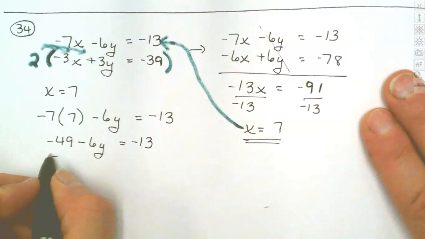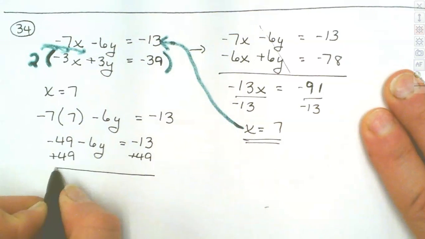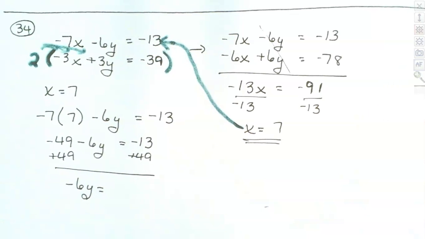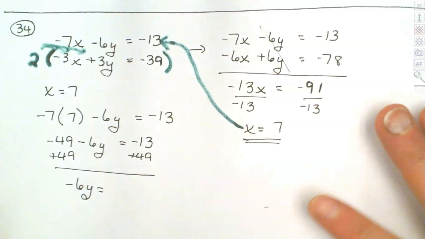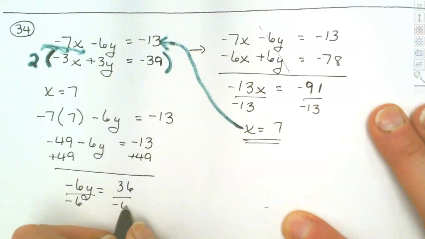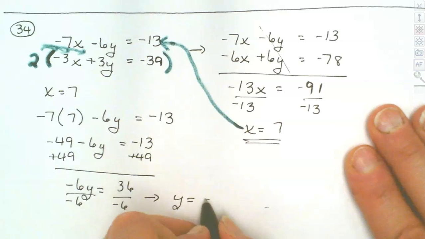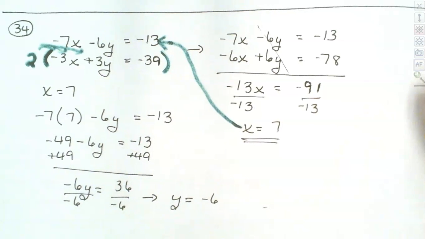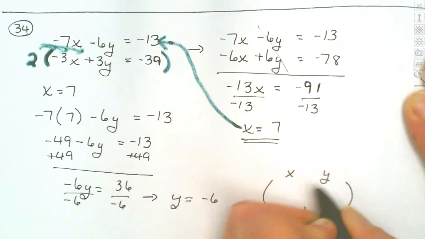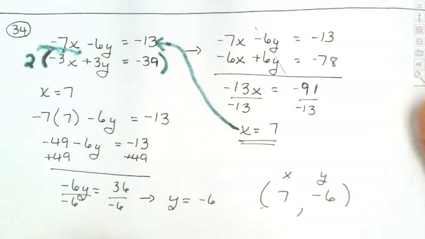We'll go ahead and add that 49 over. And negative 6y equals now 36. Divide by your negative 6. And that leaves you with y equaling negative 6, it looks like. Ordered pair, x, y. What's our ordered pair going to look like? 7, comma, negative 6.